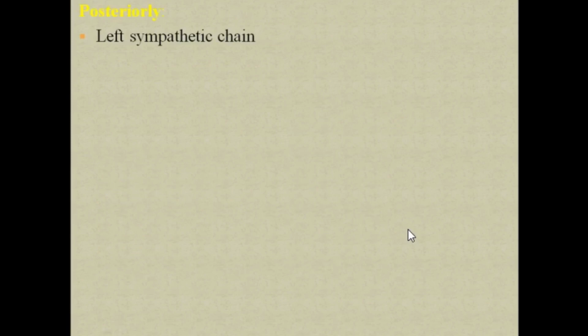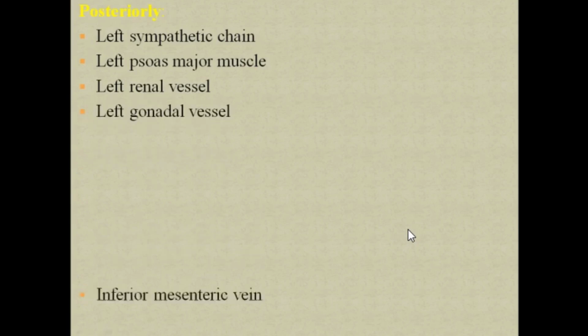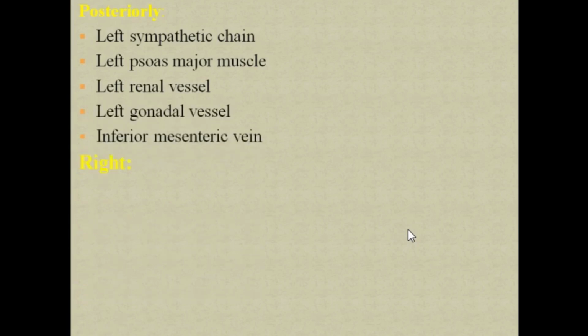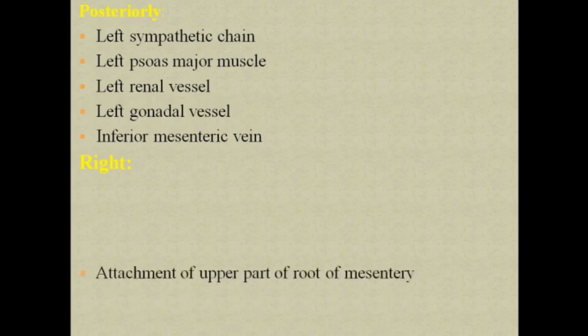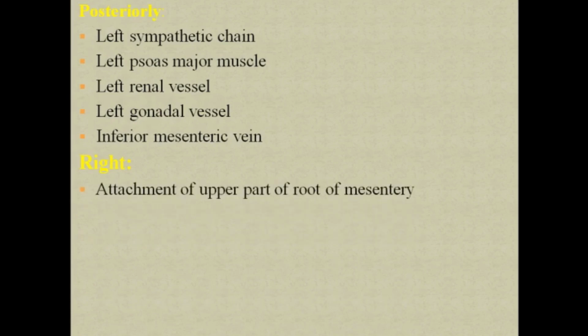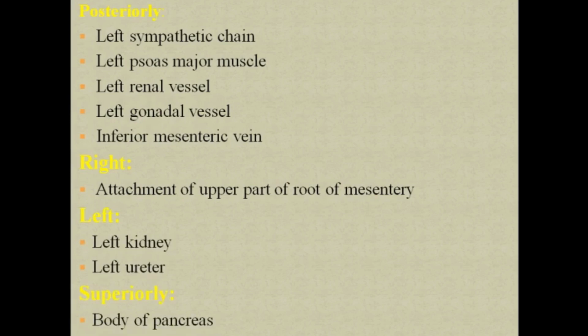Posteriorly we have left sympathetic chain, left psoas major muscle, left renal vessel along with left gonadal vessel, and inferior mesenteric vein. All left side structures will be seen related to the fourth part of duodenum posteriorly. Then the right side is related to attachment of root of mesentery and the left side to left kidney and also left ureter. Superiorly it is related to body of pancreas.